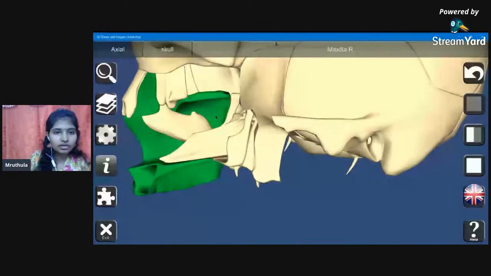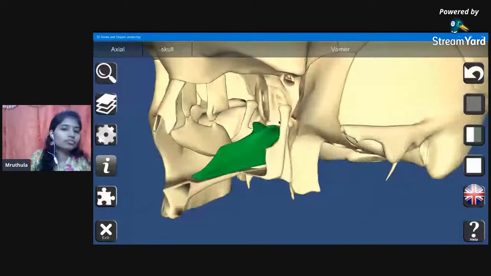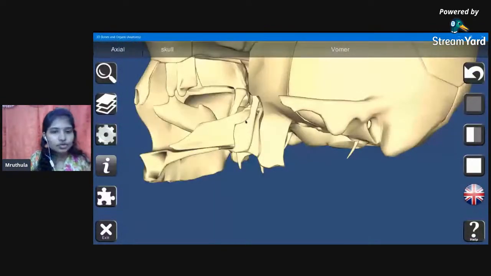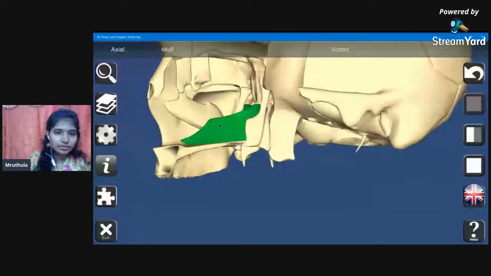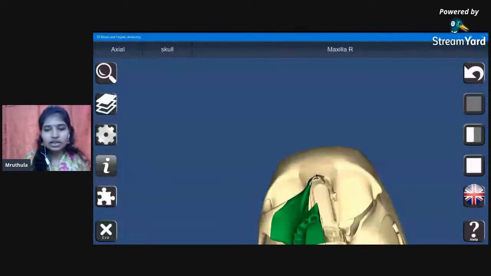Okay, and as I've removed the ethmoid bone now, you will not be able to see that perpendicular part of the ethmoid bone. Okay, that perpendicular part will form the superior aspect of median nasal septum. Now let us see the floor of the nasal cavity. So I said it is formed by hard palate and soft palate.